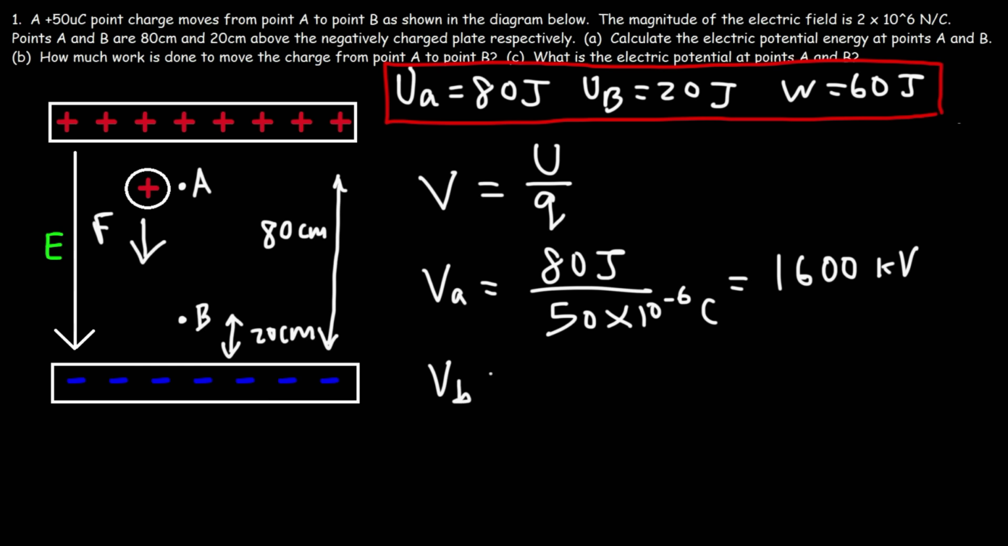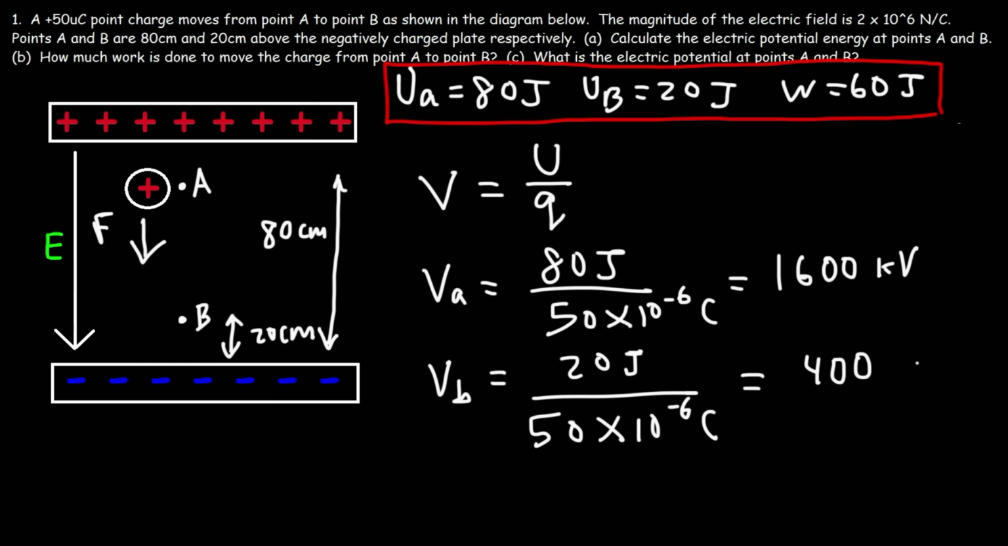Now let's calculate the electric potential at B. It's going to be 20 joules divided by the same charge. So that's 400,000 volts, which is 400 kilovolts. So that's how we can calculate the electric potential at each of these points if we know the charge and the electric potential energy.